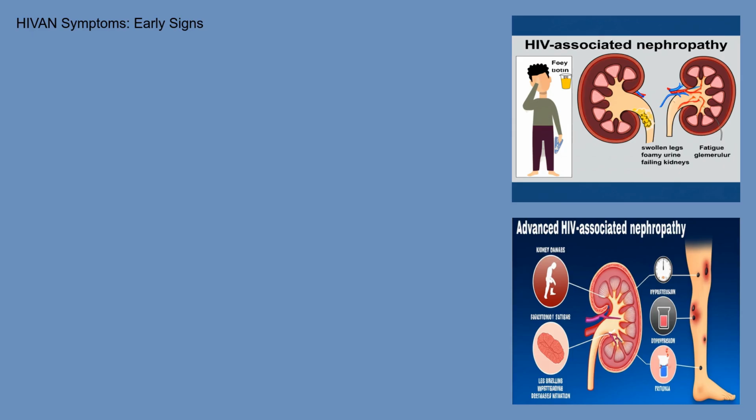The symptoms of HIVAN can be subtle at first. Common signs include swelling in the legs and feet, fatigue, and foamy urine, which indicates protein in the urine. As the condition progresses, individuals may experience high blood pressure, decreased urine output, and eventually, symptoms of kidney failure such as nausea, vomiting, and shortness of breath.